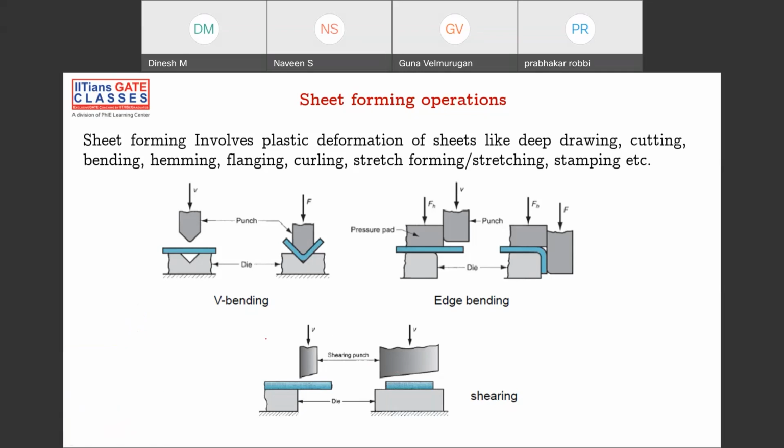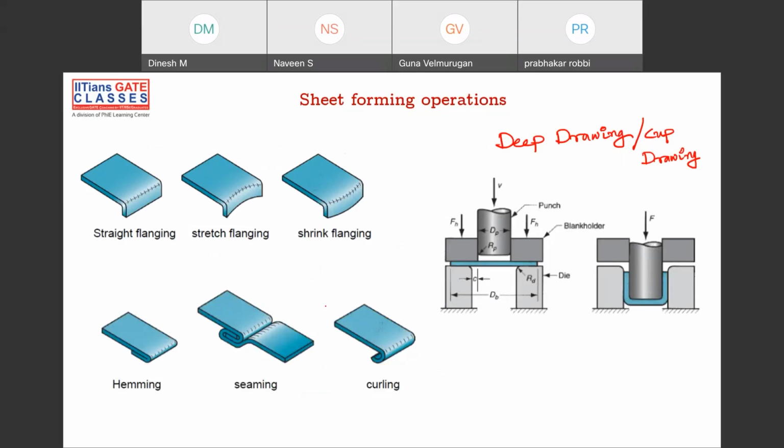And this is another sheet metal operation, that is shearing. Next, these are other sheet metal operations. Flanging: you're trying to make a small turn here, and then you're trying to stretch it. This is a stretching operation. This is a shrinking operation. This is a stretching operation. Hemming is like you're trying to have a bend. Seaming is kind of two hands, hand in hand. Another is curling. So different names are given to each and every sheet operation.